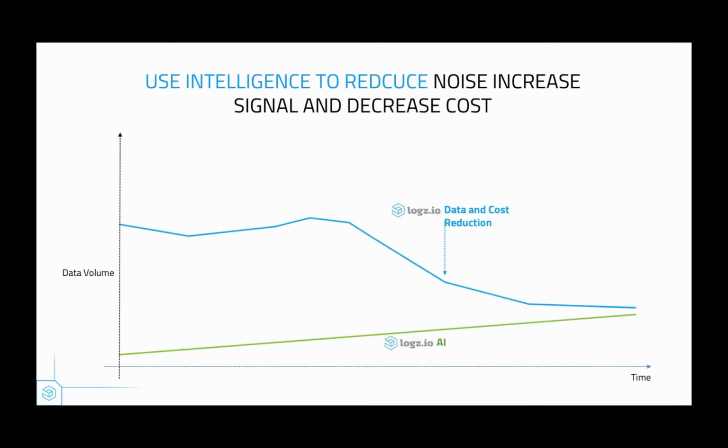So to sum it all up, these two features allow us to alleviate that paradox that we started the webinar with. The paradox between the growth on one hand in the data being shipped from our environments, and the decrease on the other hand in the value that we can extract from it.